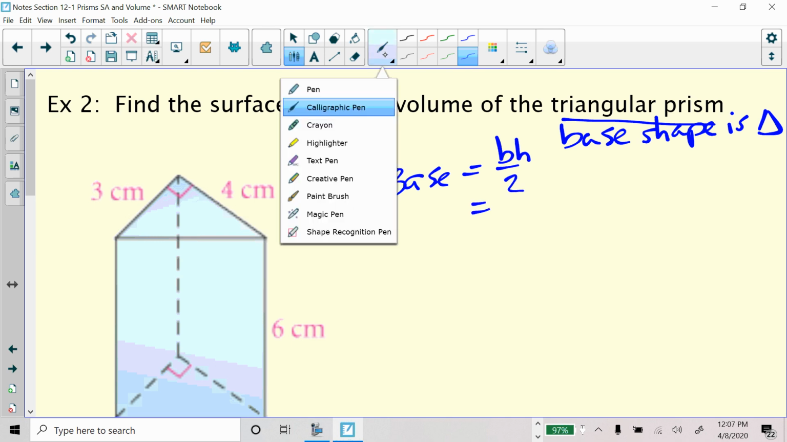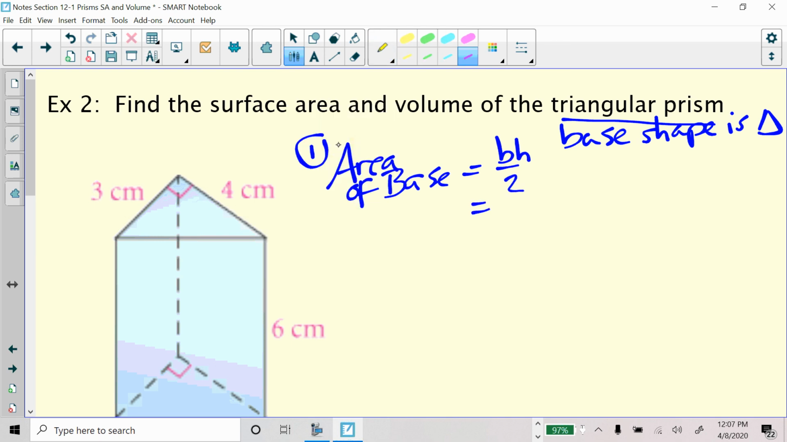Let's take a look at one of those triangles, right? One of those triangles is right here. And if we shade that, either one, that shouldn't make any difference. How do we find area? Remember, the base and the height have to be perpendicular to each other. So you can just say 3 times 4 divided by 2. So the area of the base shape is going to be 6, right? Great.